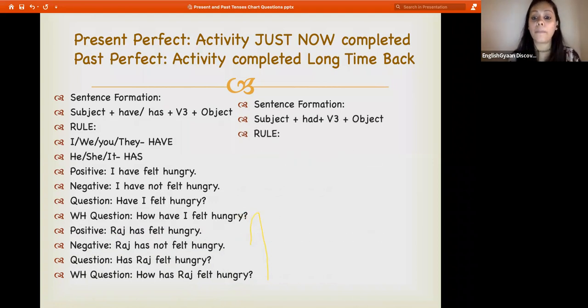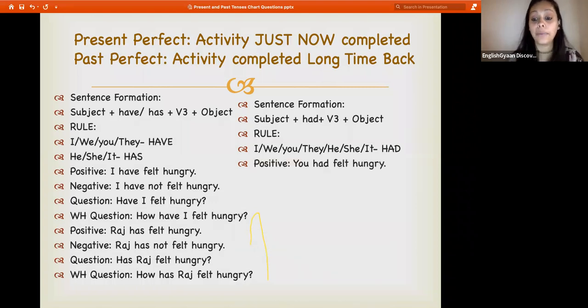So the sentence formation is subject plus had plus V3. With I, we, you, they, he, she, it, you will use had. For example, you had felt hungry. I had felt hungry. We had felt hungry. Negative, had not.